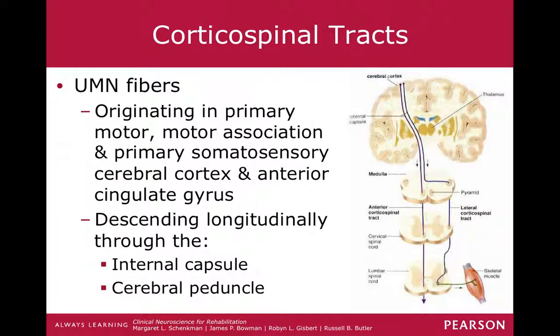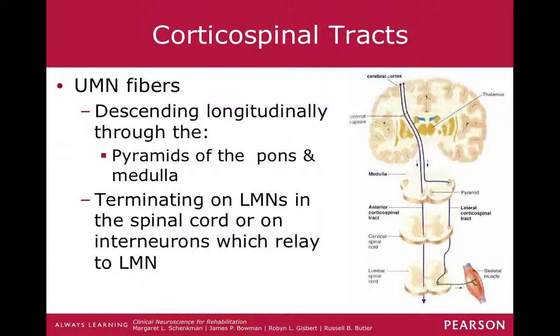The cortical spinal tracts are axons of the upper motor neurons, which originate in the primary motor cortex, the motor association cortex, the primary somatosensory cortex, and the anterior cingulate gyrus. They descend longitudinally in the internal capsule and the cerebral peduncle. They descend longitudinally through the pyramids of the pons and medulla and terminate on the lower motor neurons in the spinal cord or via interneurons which relay to lower motor neurons.